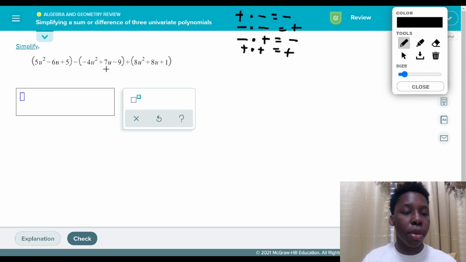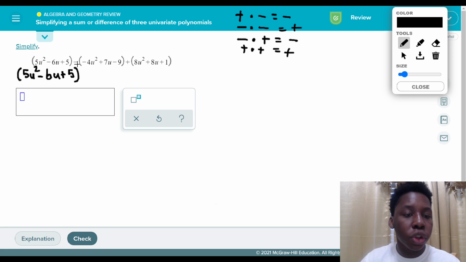So remember, the first step is you have to distribute the signs in front of each parentheses. Let's do that. We normally leave the first one. So the second one and the third one, that's what we normally work on, because they have a sign in front of them. So this is 5u squared minus 6u plus 5.